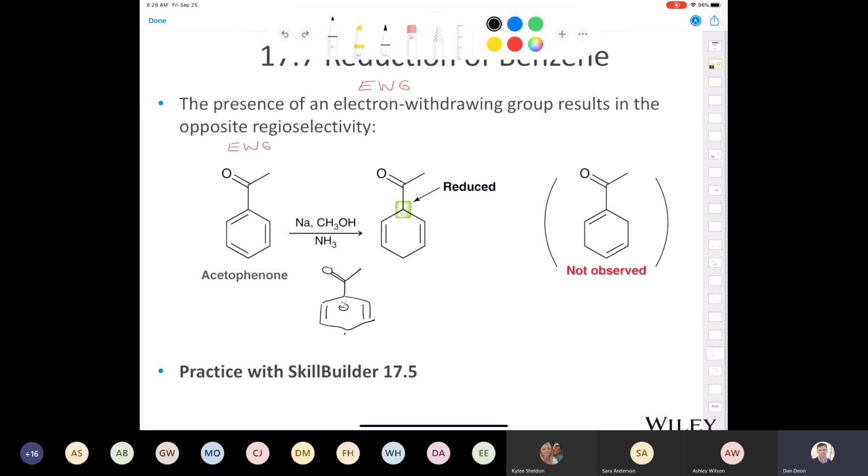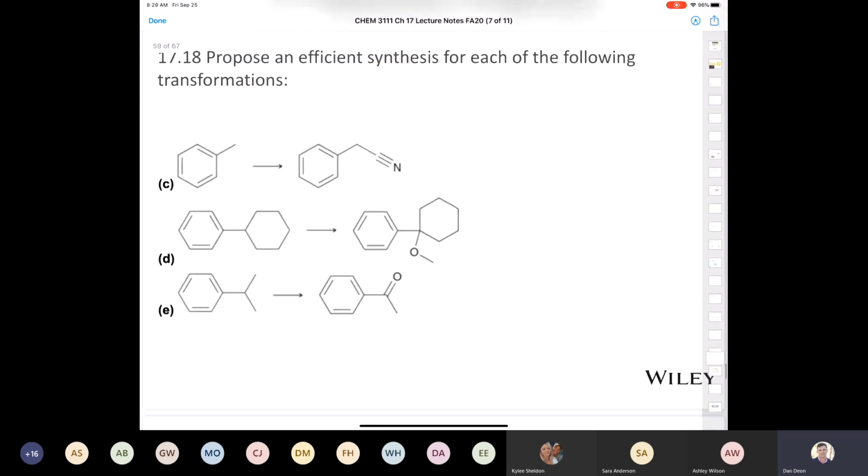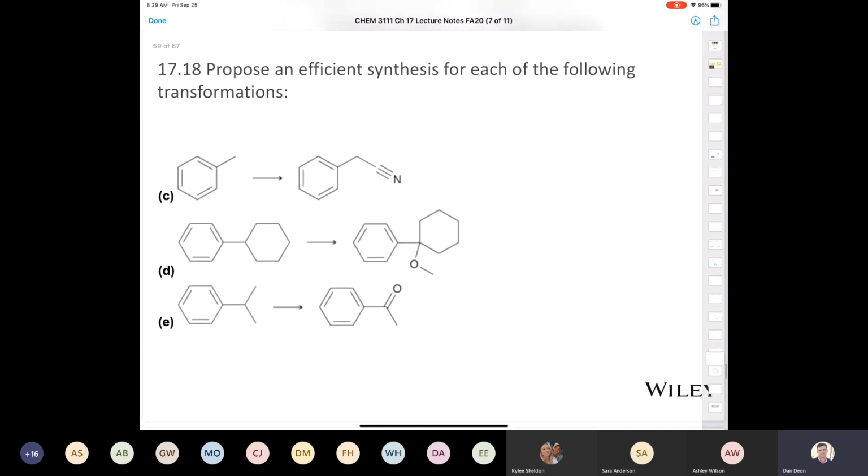I'll give you a heads up. I'm not going to ask you to draw the mechanism. You just have to be able to predict the products. And so with that in mind, let's move ahead and take a look at some reactions here. It says propose an efficient synthesis for each of the following transformations. So we'll start with C. Well, what are my possibilities here if I have C?